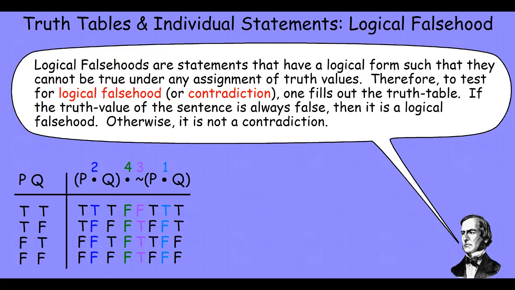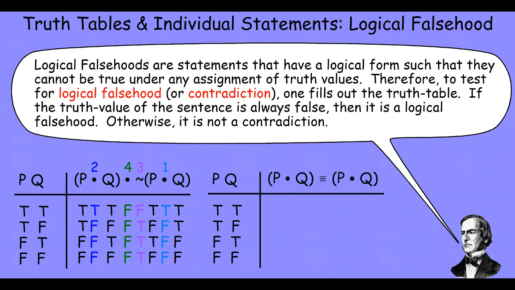This formula is false no matter how the world turns out, no matter what assignment we make to those constitutive simple statements, P and Q, it's always false. So it's a logical falsehood or a contradiction. Let's look at a different one. Let's look at another example of a statement that's not a logical falsehood.